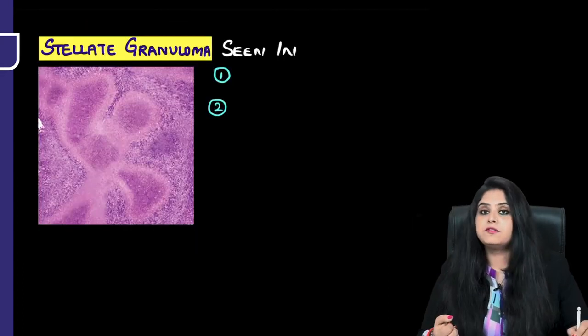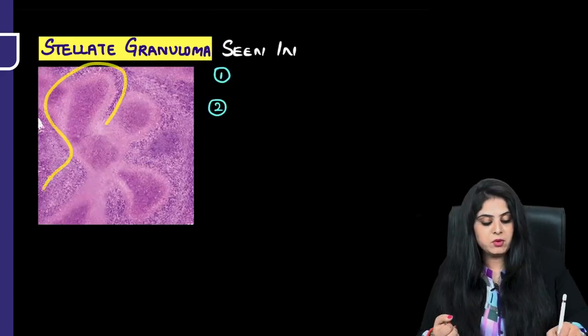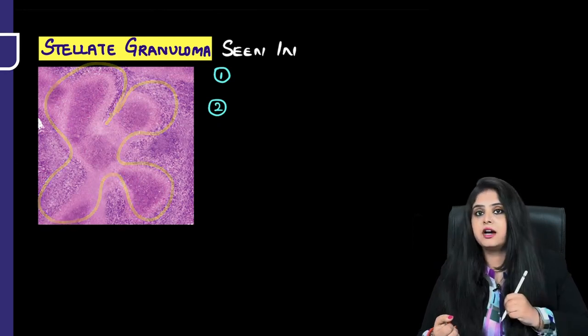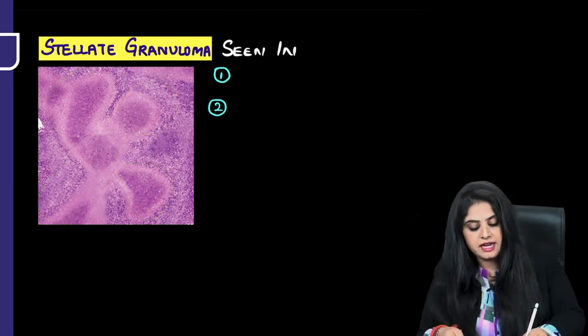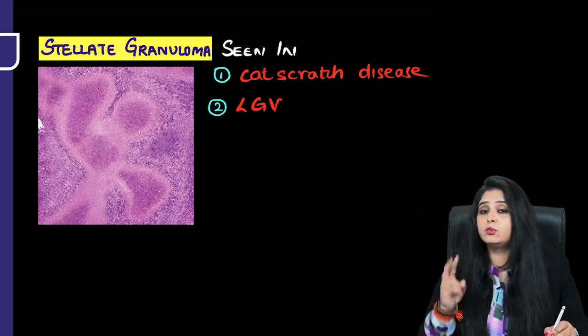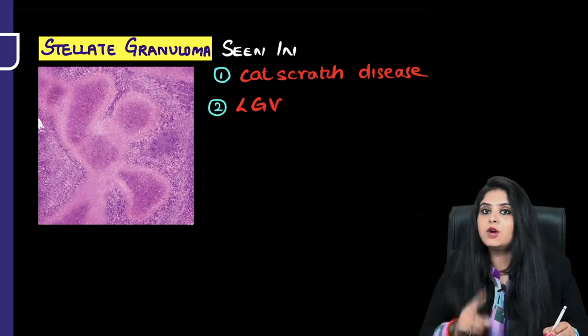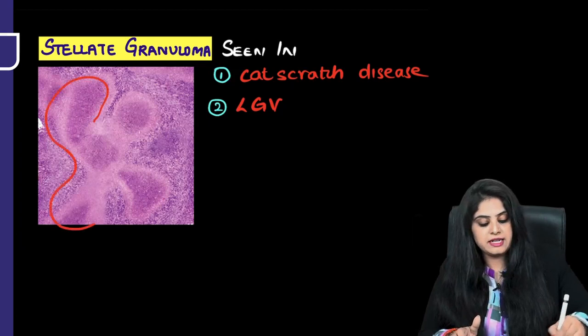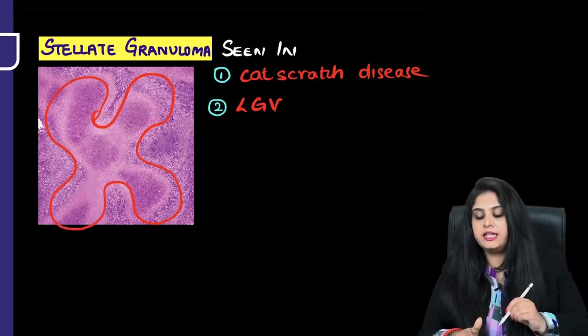Now, coming to different granulomas. Do you guys remember what this was? The one that was looking like a star. The star shape is stellate granuloma, and where do you see it? Number one, it is seen in cat scratch disease, and the second condition is known as lymphogranuloma venereum. So it's seen in both. Watch out for both, because many times both the options are given. So remember, this stellate granuloma is seen in cat scratch and LGV.